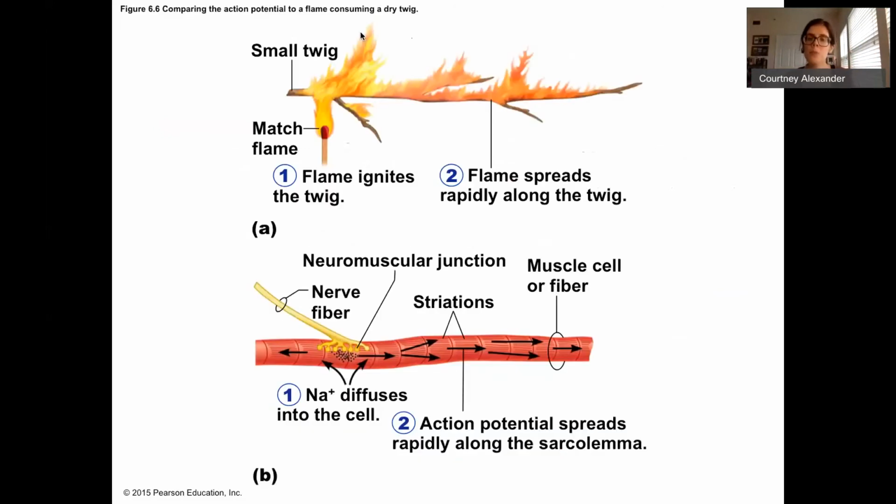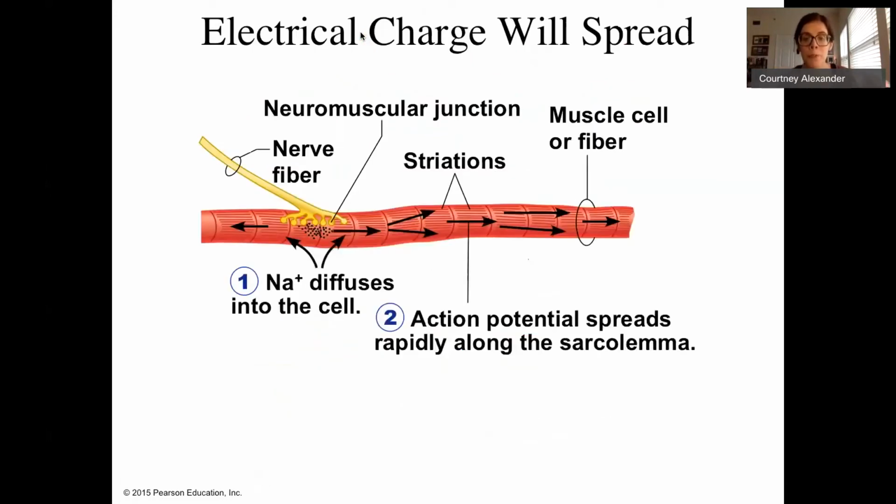Now, what happens when the muscle depolarizes? Well, you can think about it the same way as when you light a twig on fire. I'm not telling you to light fires, but if you ever did, you would notice that the fire moves rapidly down the twig. The same thing happens to our muscle cell. That sodium depolarization is going to move rapidly down our muscle fiber. And we call that movement of charge an action potential. It's another word to add to your vocab list: action potential, a movement of charge. That electrical charge, that action potential, is going to move down our muscle fiber.